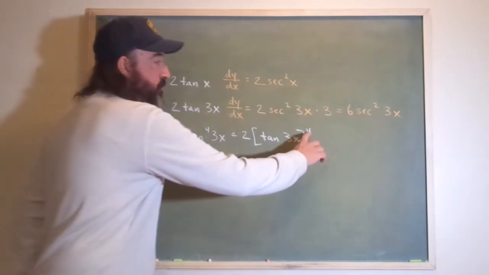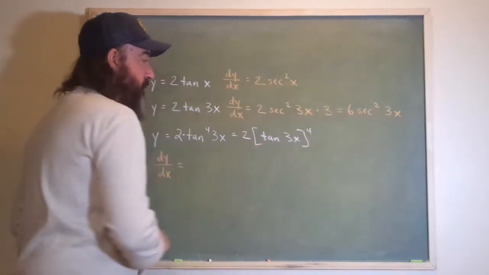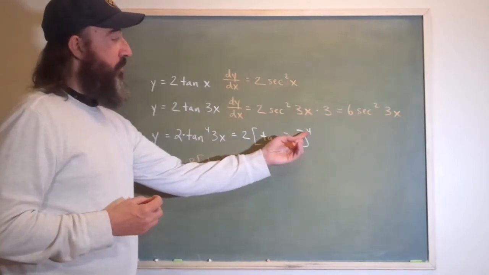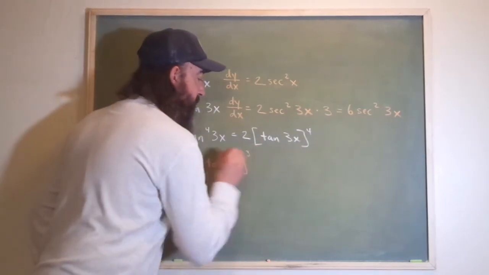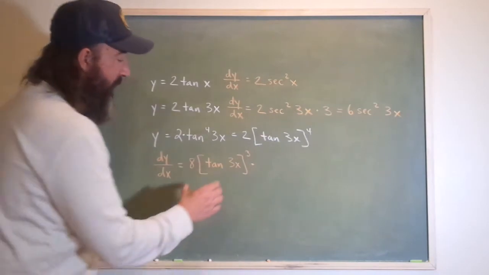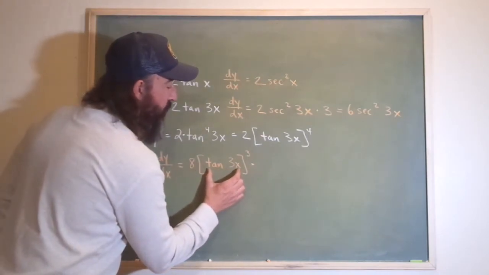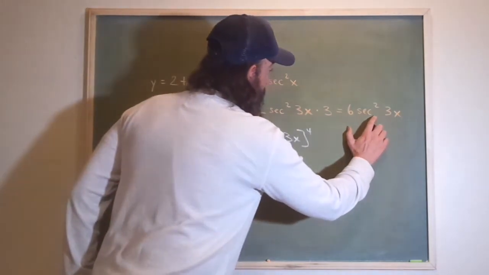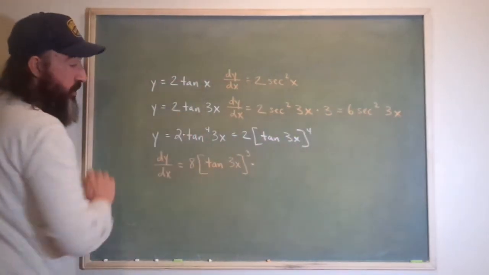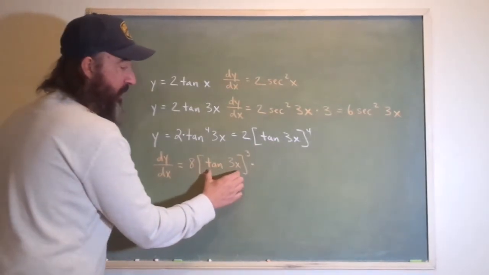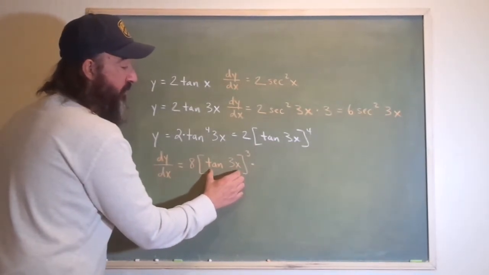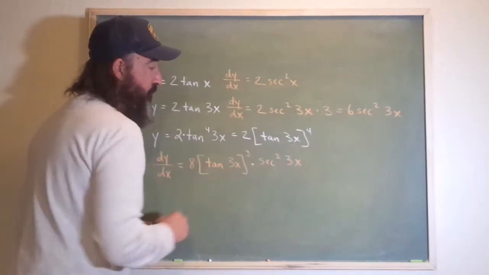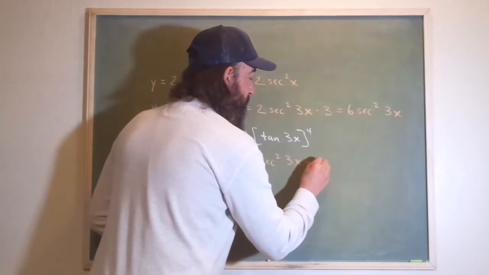To get the derivative, I'll move my exponent of 4 into the front, so 4 times 2 is of course 8. I'll subtract 1 from the power of 4 to make it 3, and then I want to multiply by the derivative of the inside. I want to multiply by the derivative of tangent of 3x. Please note, this is not the derivative of tangent of 3x. This is the derivative of 2 tangent 3x. We only want to multiply by the derivative of this piece. The derivative of tangent 3x is secant squared 3x times the derivative of 3x, or times 3.